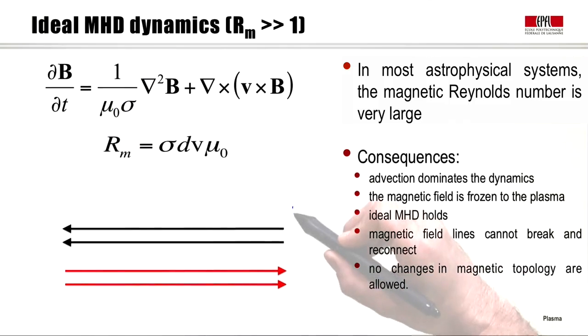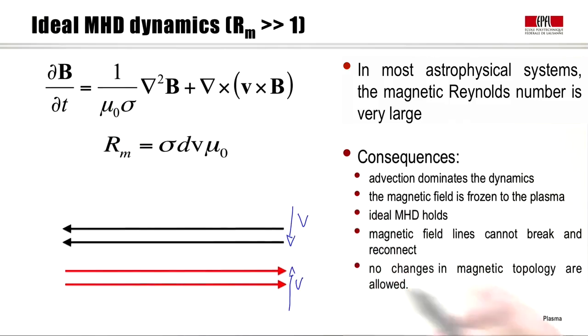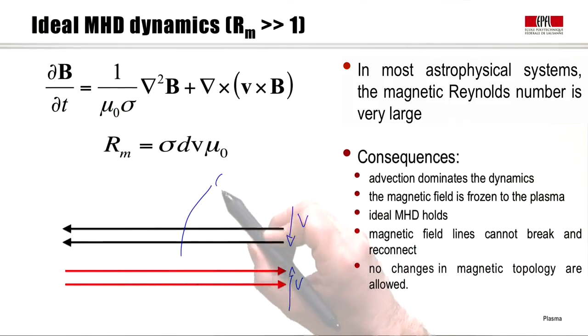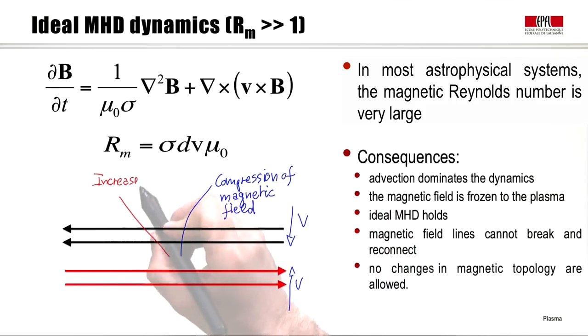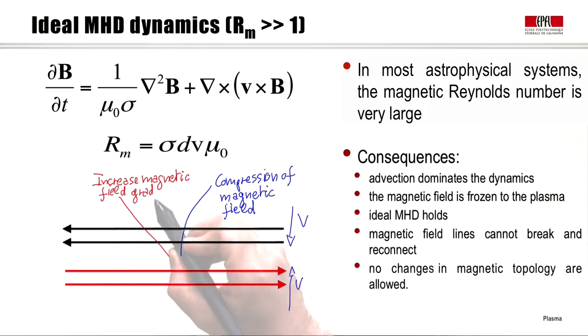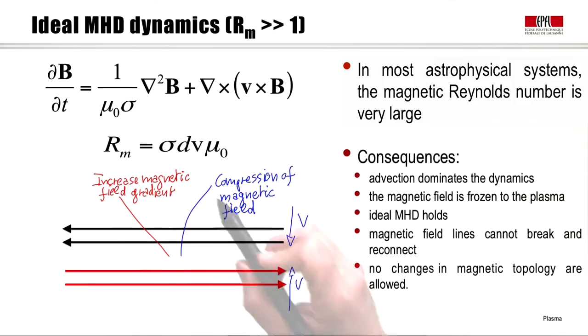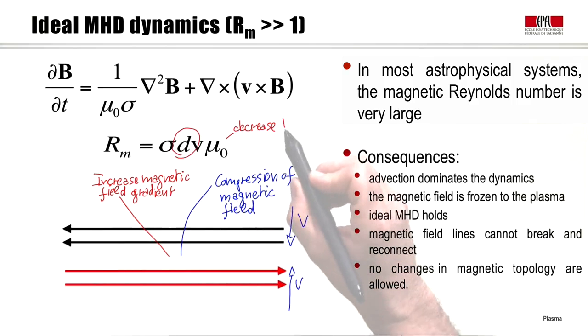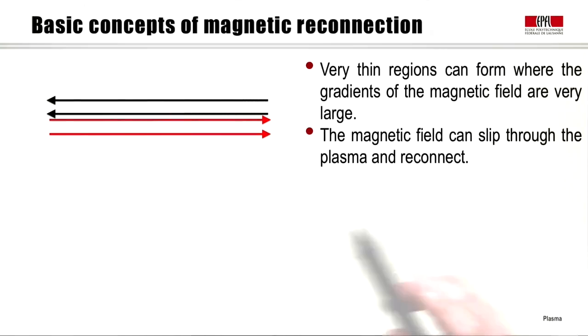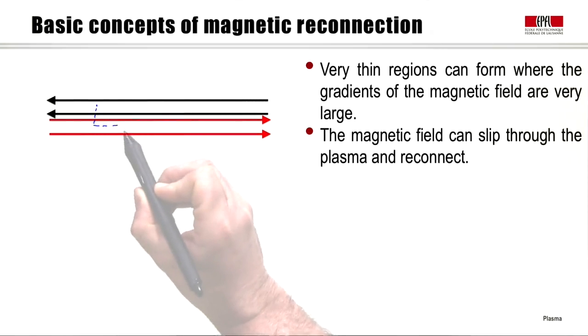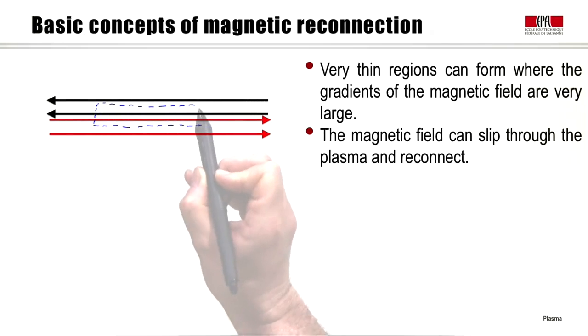This means that no change in the magnetic topology is allowed. If we keep pushing the magnetic field lines with the velocity v, then we get closer and closer, and the magnetic flux will be compressed between them. This in turn will increase the magnetic field gradients, which are characterized by the spatial distance d, and as a consequence the magnetic Reynolds number will decrease in a small layer across the opposite directed magnetic field lines. Therefore, very thin regions can form where the gradients of the magnetic fields are very large.